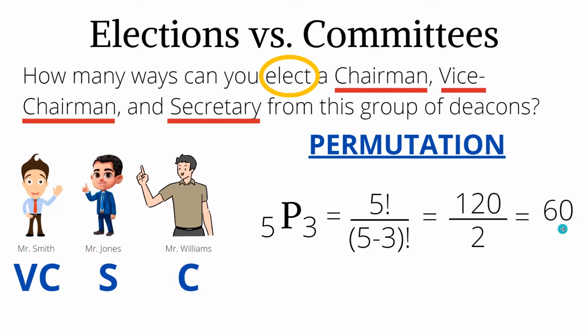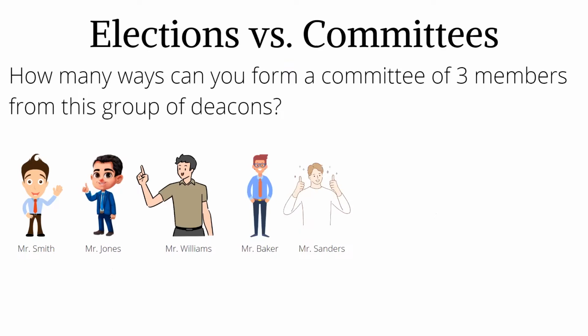All right, now we're going to switch the problem up just a little bit. Let's go back to our 5 deacons. And now we're asking, how many ways can you form a committee of 3 members from this group? So, we Baptists, we like to form committees for everything. So we have our deacons. Now we're going to form some kind of subcommittee. So now a committee is different from electing positions. So we're going to pick 3 of these members to be on a committee.